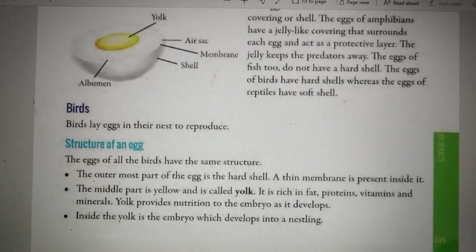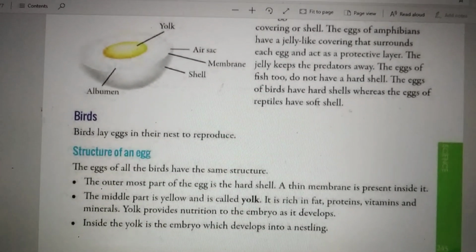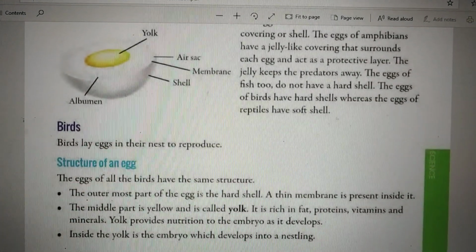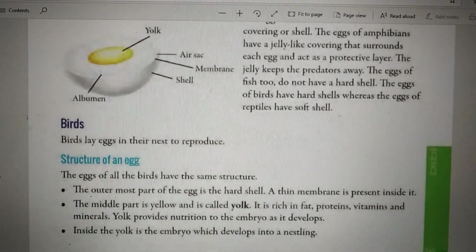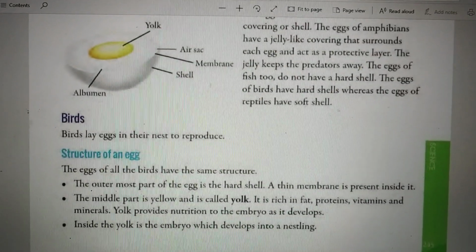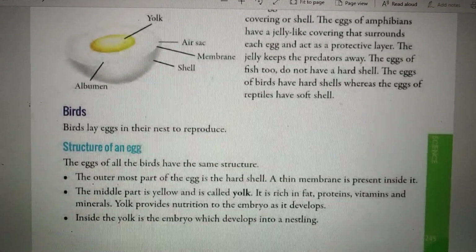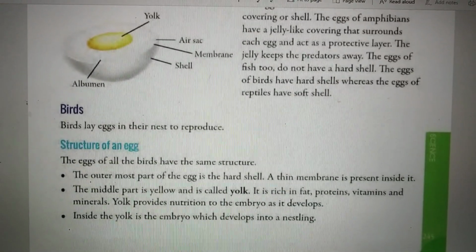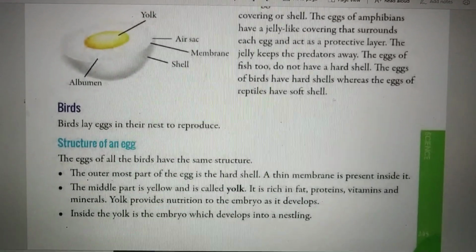Birds lay eggs in their nest to reproduce. You can see the picture of an egg. The yellowish part is the yolk. The whitish part is the membrane which is surrounding it. The outer part is the shell, and one arrow is given for the air sac.